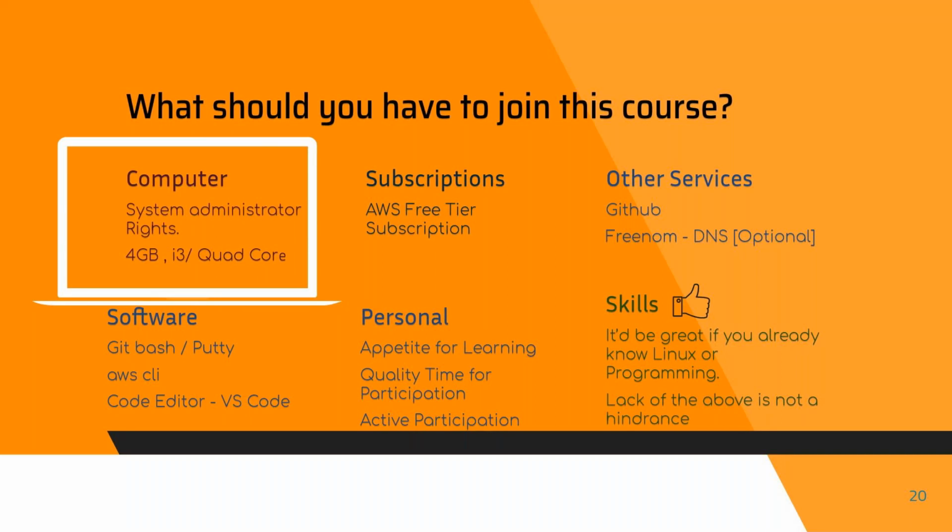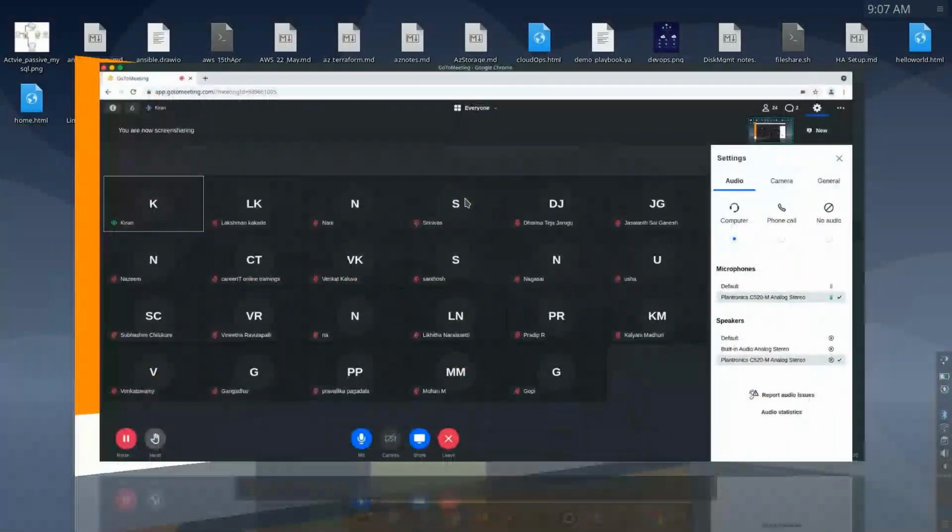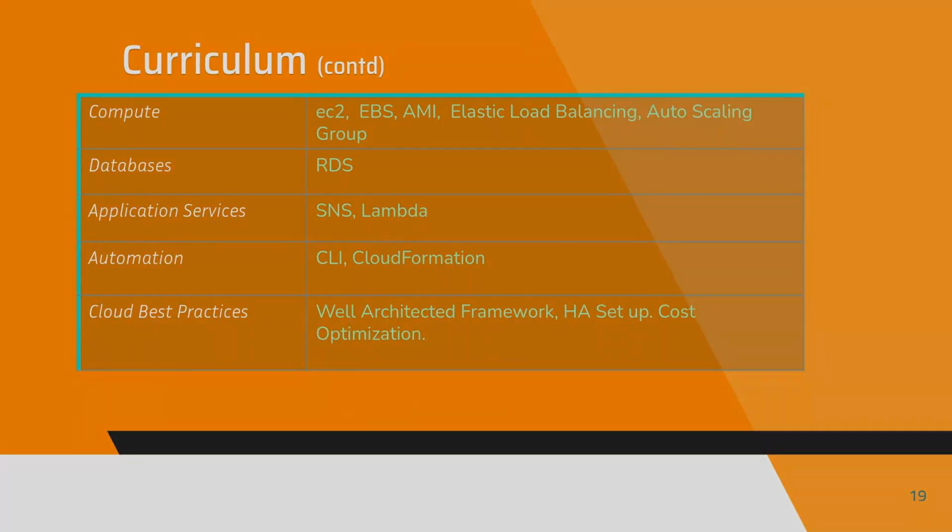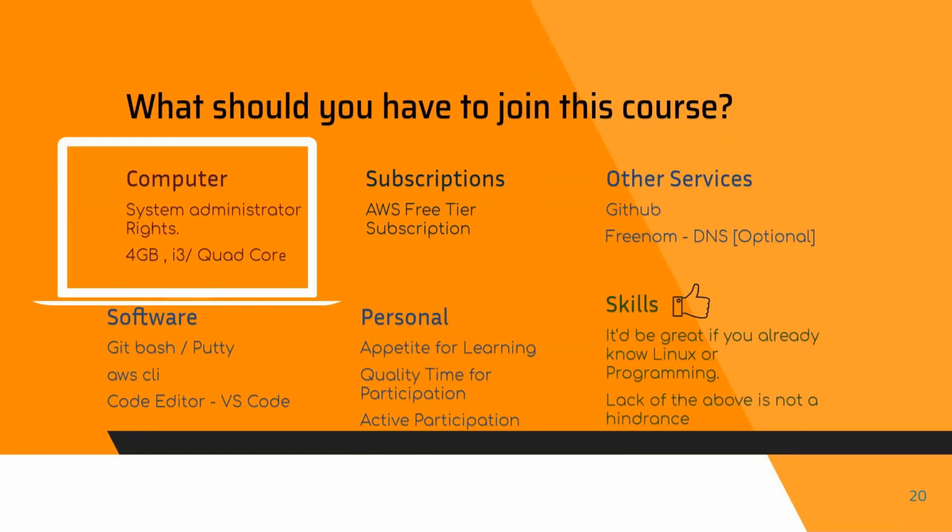And what are the other services where you need subscriptions or an account? GitHub, preferably, and Freenom, which is a free DNS. You can create your own free website domain name. Optional, but good to know to understand Route 53, which is a DNS service. I did not include Route 53 here, I don't know why, but we are going to cover that service as well. Anyway, I'll share a detailed curriculum with you. Don't worry about that.